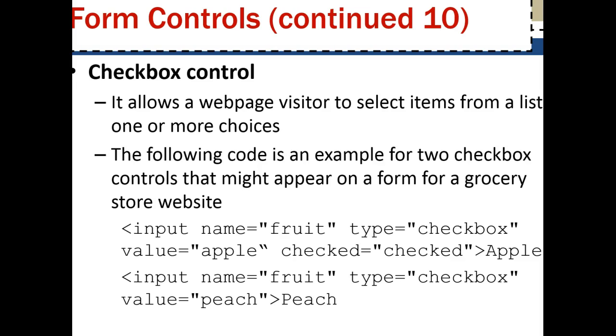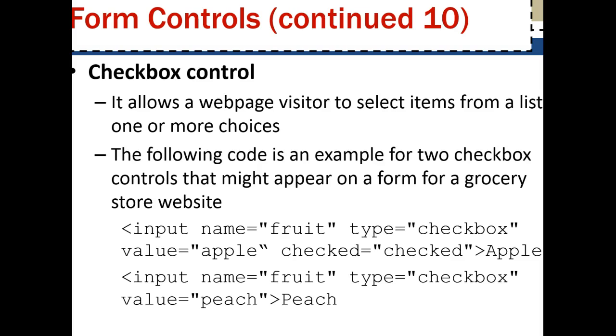The next thing that we are going to talk about is the checkbox control, which allows the visitor to select items from a list of one or more choices. Each choice appears with a graphical box, which can be checked, selected, or unchecked. By default, all the checkboxes are deselected. To set a particular checkbox to be pre-selected by default, we use the checked attribute and value. We put checked equals checked if we want it to be checked within the input tag.